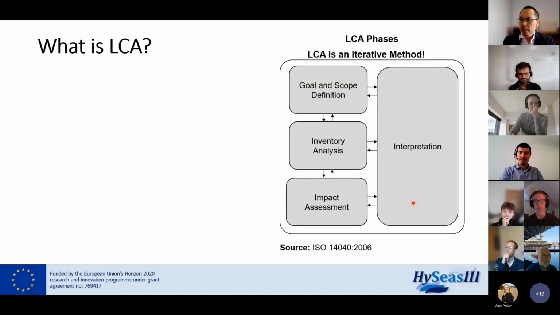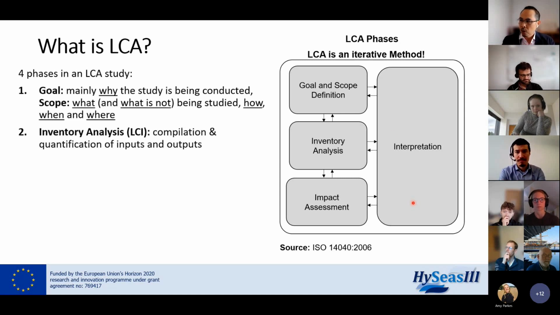LCA is an iterative method. So you have 4 phases. You have the goal and scope definition. So goal meaning why the study is being conducted. And then the scope is what is being studied, how it's being studied, when and where it's being studied. You then get an inventory analysis, which is the compilation and quantification of inputs and outputs. You collect all of the data about all the parts and the processes that go into your product or whatever you're studying.